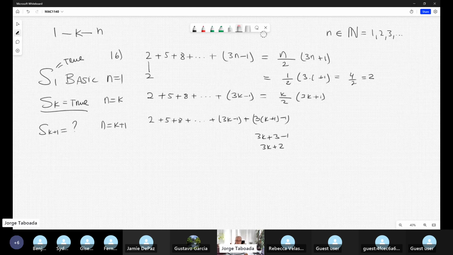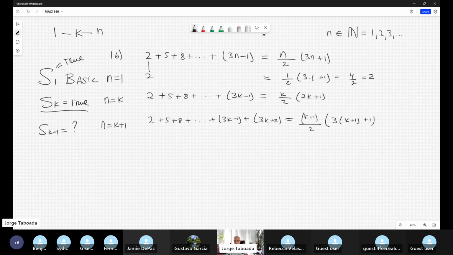Of course, I don't write it like that because it's too confusing. It's 3k plus 2. I erase this auxiliary calculation. And on the right hand side, again, I replace k with k plus 1 here, divided by 2, and this is 3k plus 1 plus 1. Similar situation: this is 3k plus 3 plus 1, which is 3k plus 4. So now I don't like this, I like it more clear, more elegant: 3k plus 4.